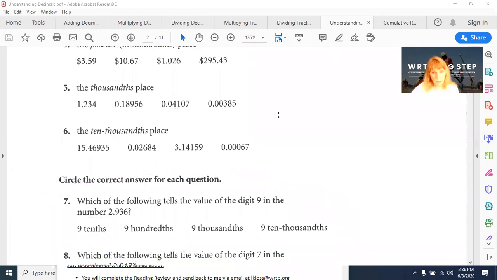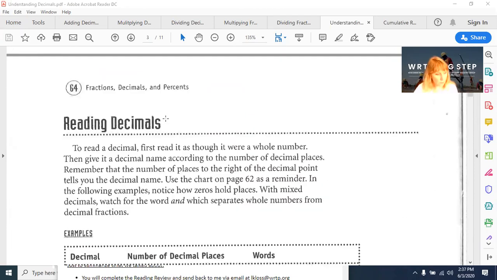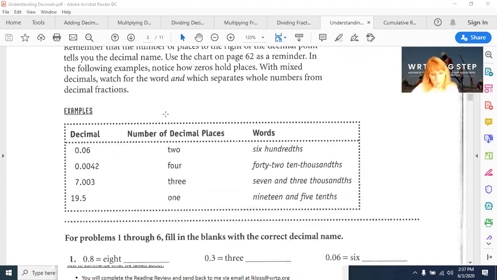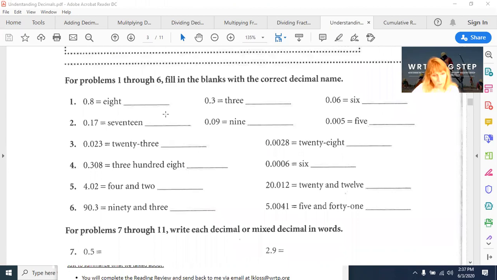Let's go on to page 64 and take a look at how to read decimals. So you can look at some of that information on your own. Let's look at problem number 1. For each problems 1 through 6, fill in the blanks with the correct decimal name. So we have to look and see what place value we're in. The 8 is in what place? Yes, the tenths. So our answer will be 8 tenths. Correct.